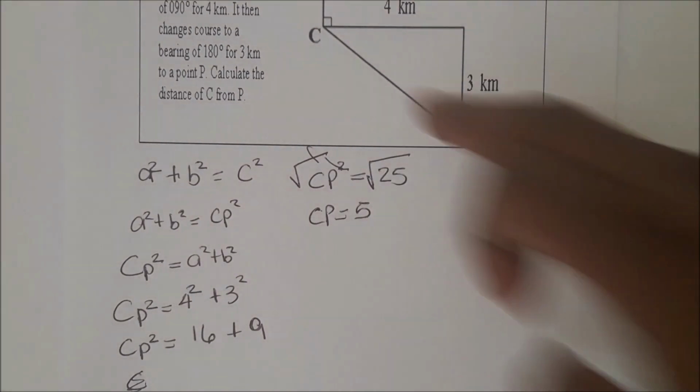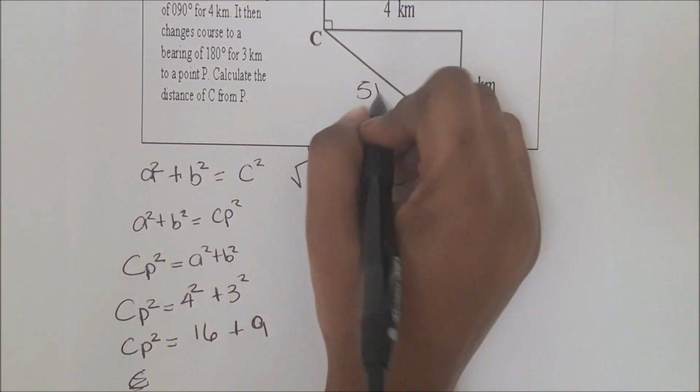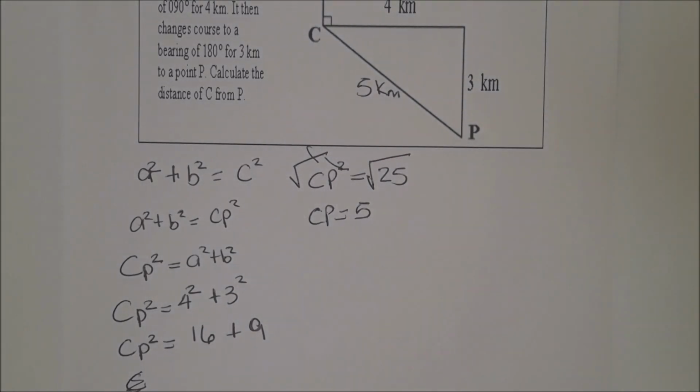Okay, so put it on the line there for me. 5 kilometers. That's the hypotenuse. Very good.